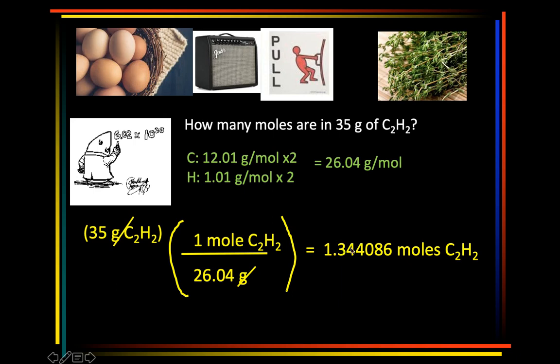I look at this number for rounding, which it does not, so these just chop away. They never existed in science. We didn't earn them. And the final answer is 1.3 moles of C2H2.